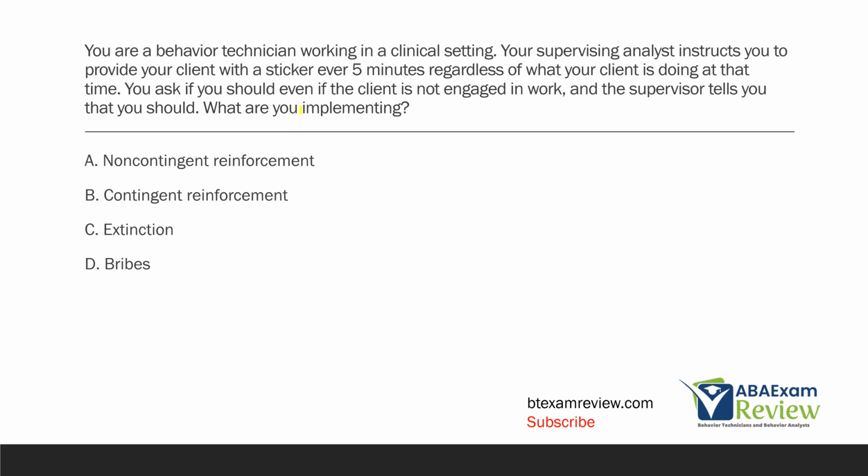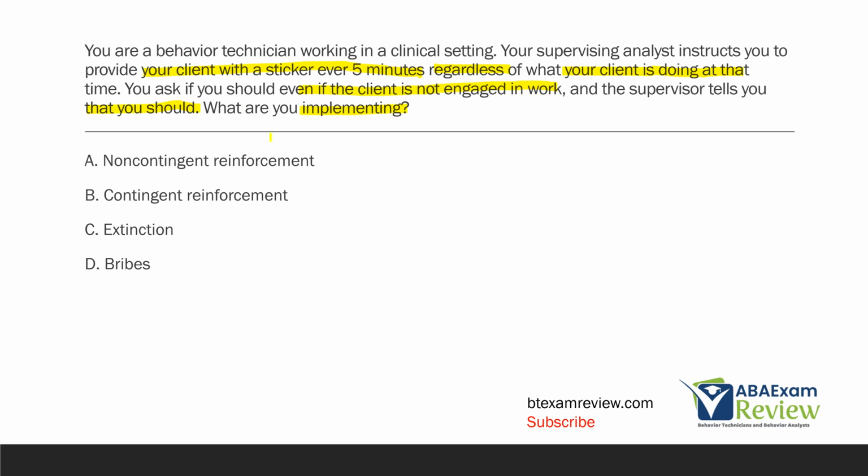Think about this, okay? There's a key here, right? So what are we doing? What are we trying to accomplish? Well, you are providing your client with a sticker every 5 minutes, regardless, and that's the key, regardless of what your client is doing at that time. Remember, typically, you're giving a consequence contingent on something else, those if-then statements, right? If you're doing this, then this happens. If you're providing this sticker no matter what, and there's no contingency, but it is systematically planned on a timer, that's something totally different. So you say, should I give it to the client even if they're not engaged in work? The supervisor says you should, meaning no matter what, you're giving the sticker.